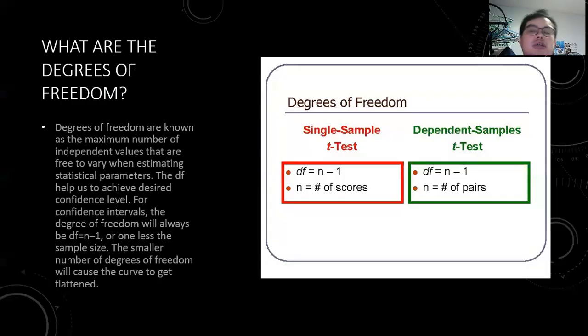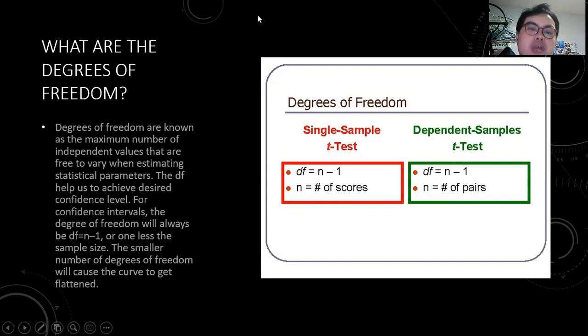Okay, so what are the degrees of freedom? Given the sample size, we're just going to subtract 1. The n minus 1 concept is used in finding the sample variance and the sample standard deviation. Let's mention the meaning of degrees of freedom. It is known as the maximum number of independent values that are free to vary when estimating statistical parameters.